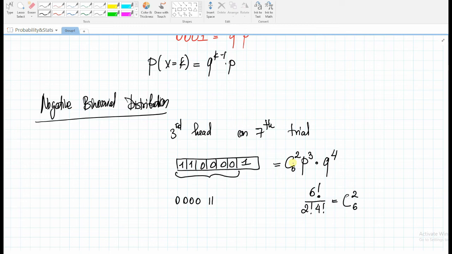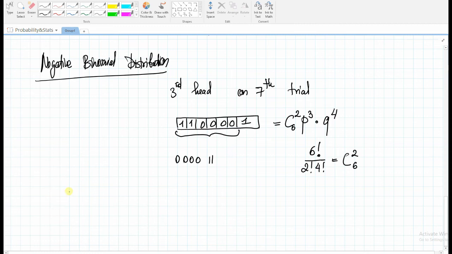Okay, now let us try to figure out the general formula. Let's say R is the number of successful trials, and K is the number of trials.